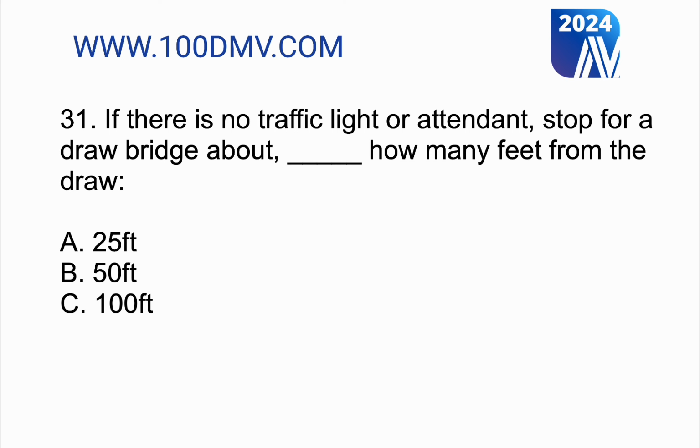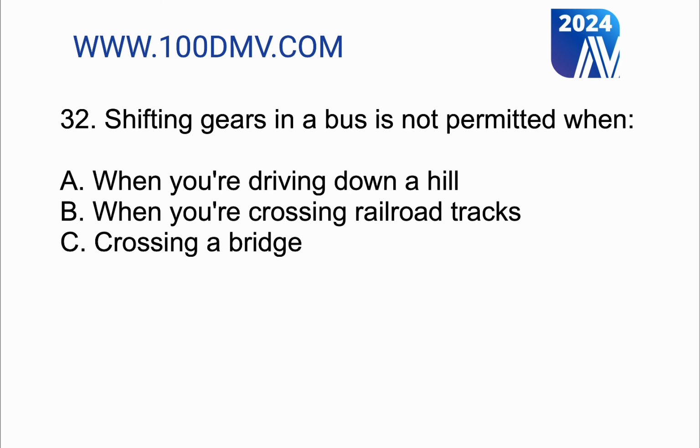31. If there is no traffic light or attendant, stop for a drawbridge about how many feet from the draw? A. 25 feet. B. 50 feet. C. 100 feet. Correct answer. B. 50 feet from the draw.